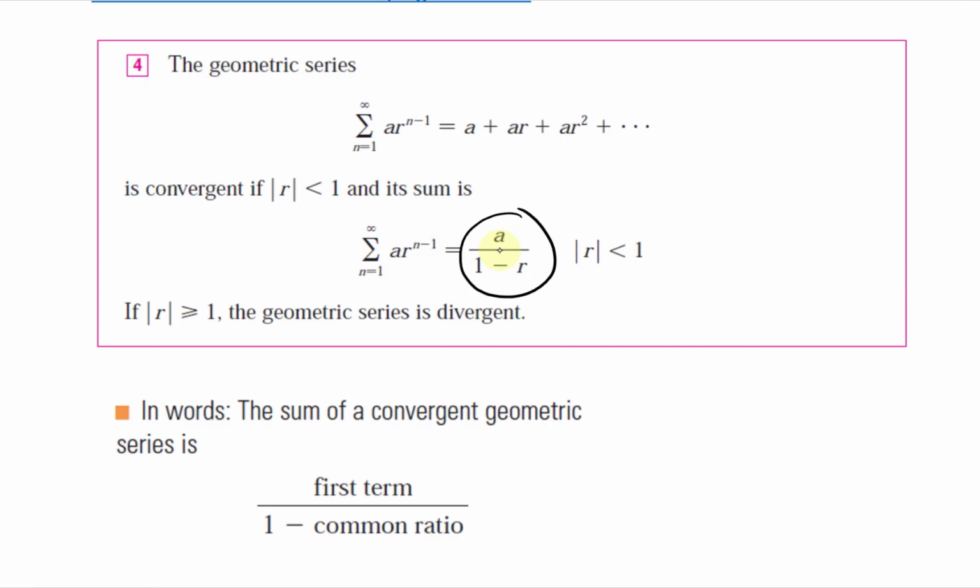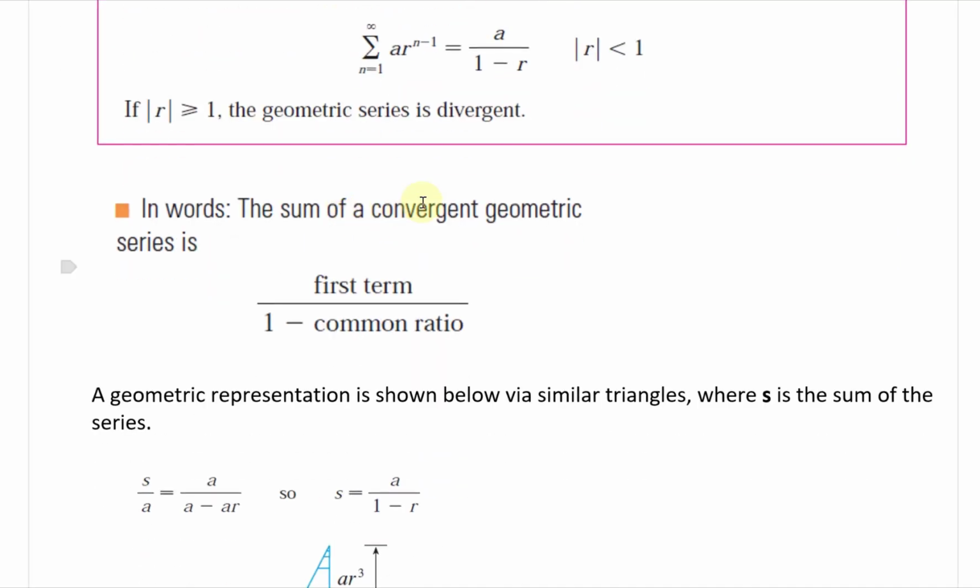I mean A divided by, not minus, A divided by 1 minus R. And this is for the absolute value of R less than 1. Notice here's the first term A, and then you have the ratio, the common ratio. So if the absolute value of R is greater than or equal to 1, the geometric series is divergent.